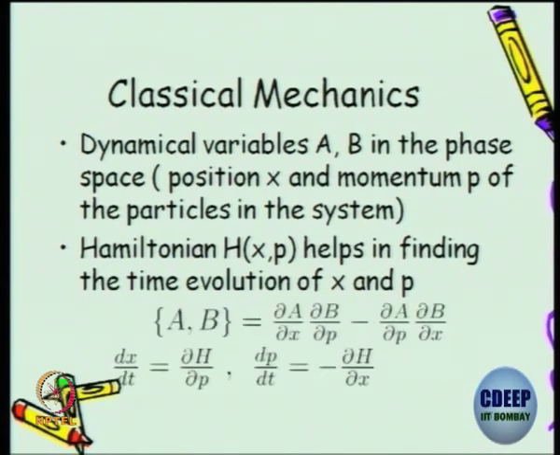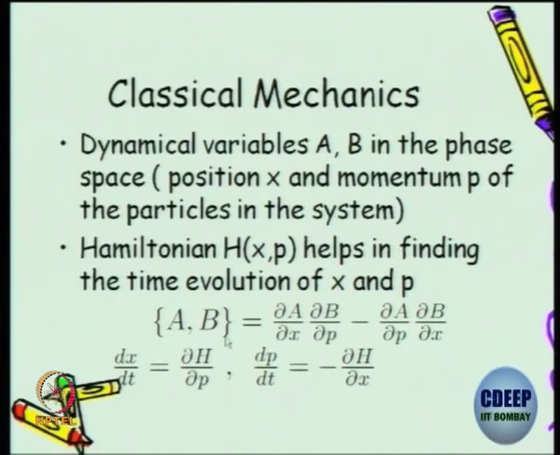What are those equations? First, you need to write the Poisson bracket of A and B, which is governed by the Poisson bracket of X and P. You all know Poisson bracket, right? The definition of a Poisson bracket of two variables in a phase space defined by X and P involves these partial derivatives in this fashion. So that's the definition. If you want to find the Poisson bracket of X and P here, del X by del X is 1, del P by del P is 1, del X by del P is 0, del P by del X is 0. So it is just 1.